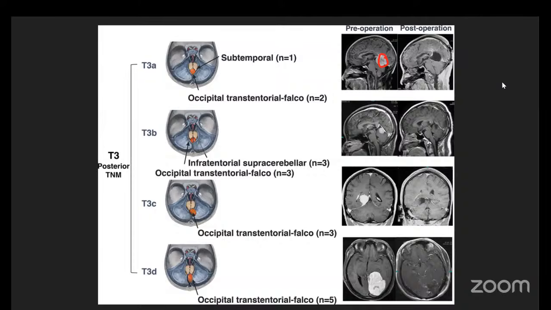How do we approach them? We have already discussed two approaches, occipital transtentorial and supracerebellar infratentorial. What determines the approach? First, the lesion location, then the vein of Galen. Yes, the vein of Galen location.